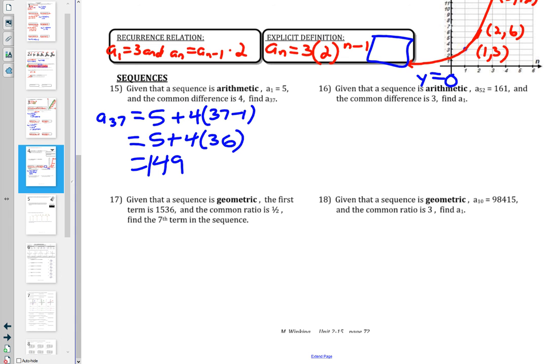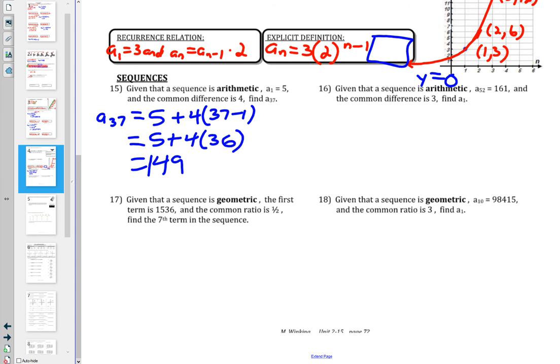See if you can do number 16. I haven't done it already. Marquise, you did it already. Ooh, actually, no, I take it back. We'll do it together. You won't get this one. Maybe some of you would, not enough of you would.